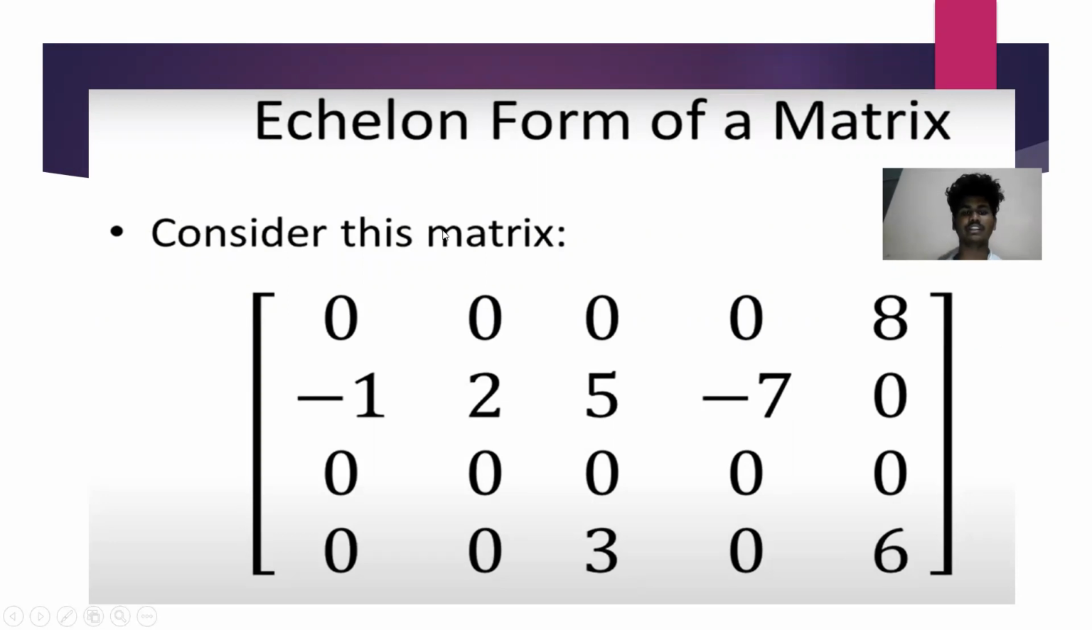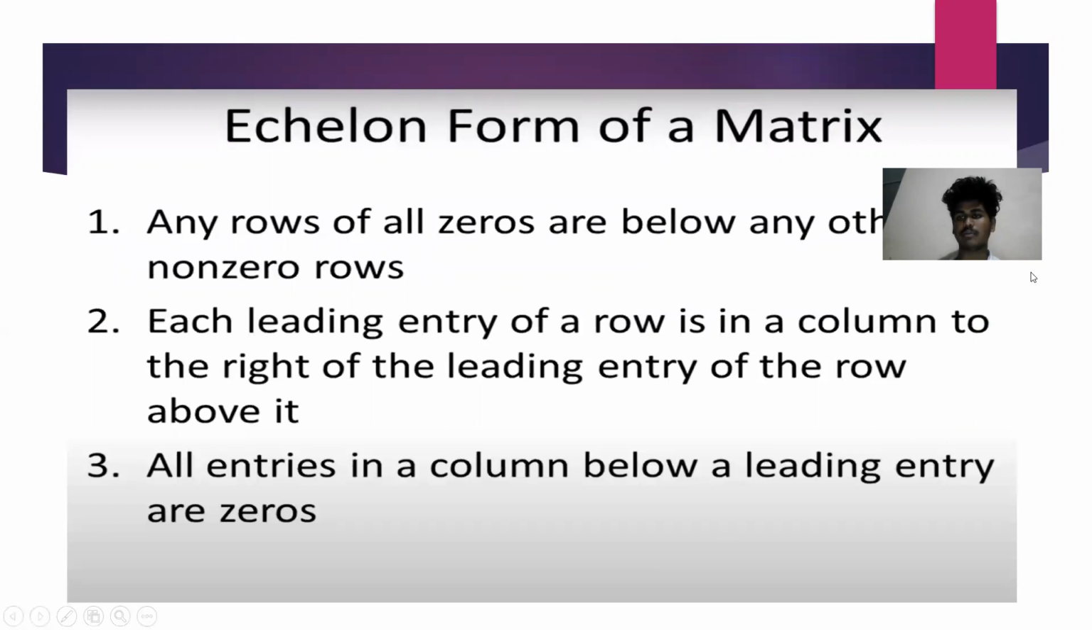Echelon form of a matrix. Consider this matrix: 0, 0, 0, all zeros and 1, 8, then -1, 2, 5, -7, then 0, 0, all zeros and 0, 0, 3, 0, 6.